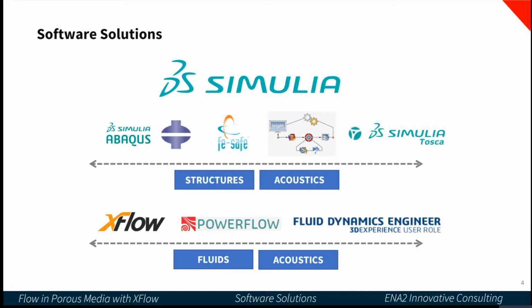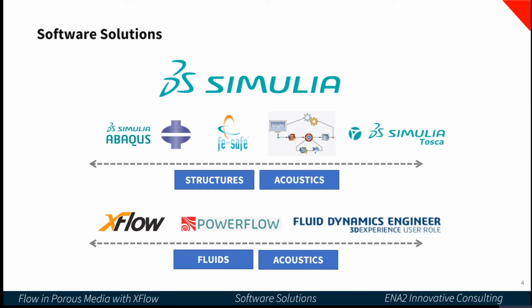On the top timeline, you'll see the Dassault Systems SIMULIA brand of products. Starting from the left, we have SIMULIA Abacus. And Abacus is the industry leader of finite element analysis software because of its ability to model nonlinear physical behavior. Following Abacus, we have FeeSafe, and FeeSafe is a fatigue analysis software, and it can also model cyclic loading.